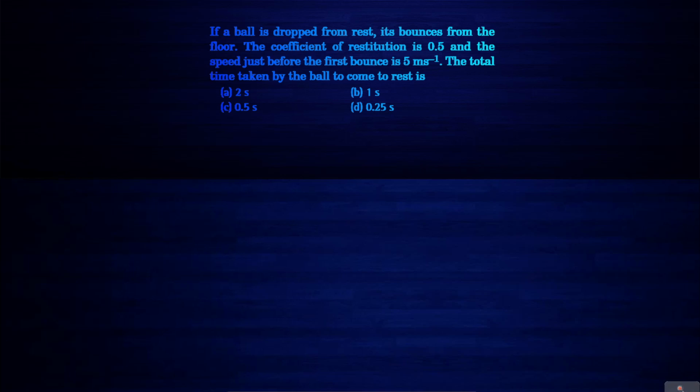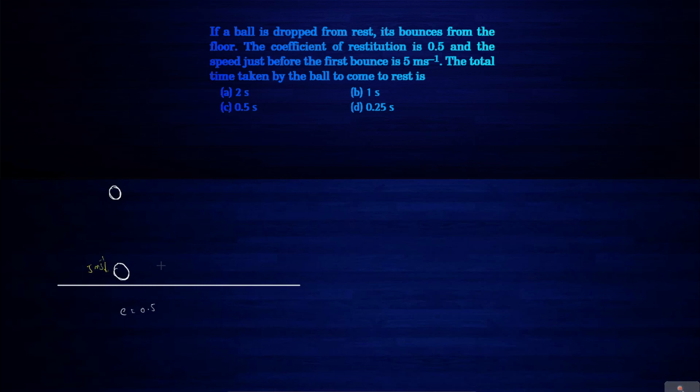A ball is dropped from the floor. At the time just before bouncing, its velocity is 5 meters per second, and the coefficient of restitution between the floor and the ball is e equals 0.5. So its velocity is 5 meters per second.